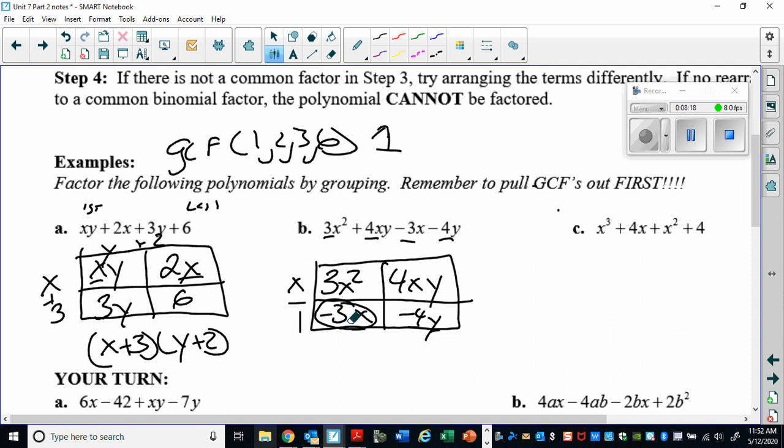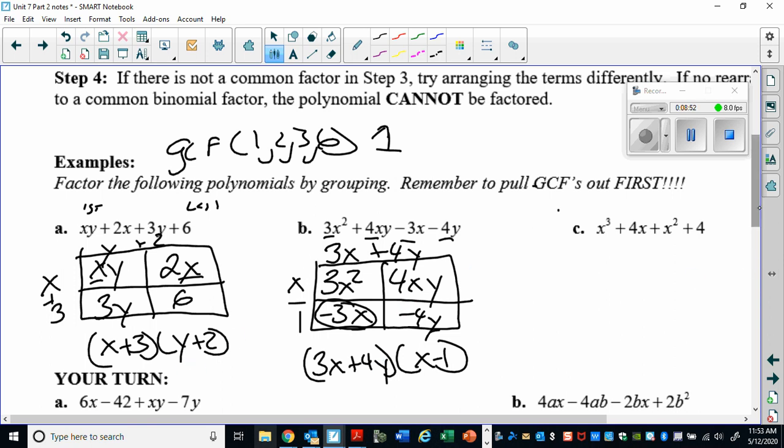All right. Now, top to bottom, I can take out a 3. Good. And I can take out an X. Good. Here, I can take out a 4. And I can take out a Y. So now, is this going to be positive or negative? It's indeed positive. So it's going to be (3x + 4y) times (x - 1). You guys only have one step on this one. That's just when you have the 4 terms, throw them into the box, see what you can take out, and that's your answer.